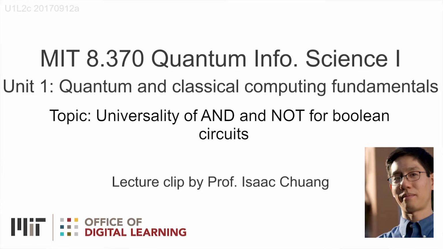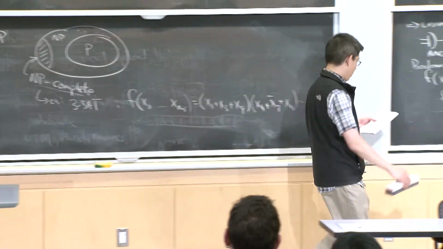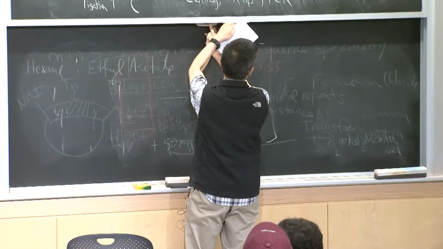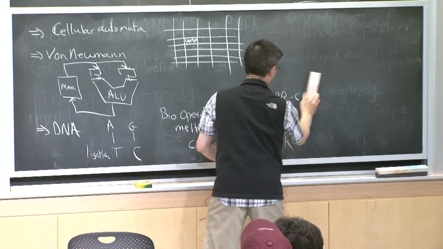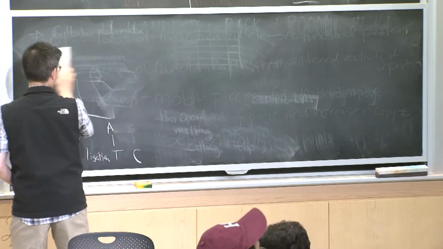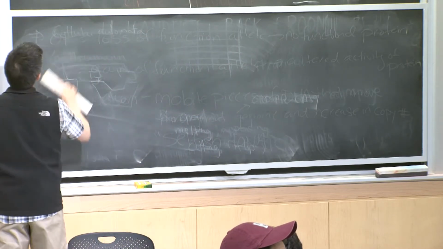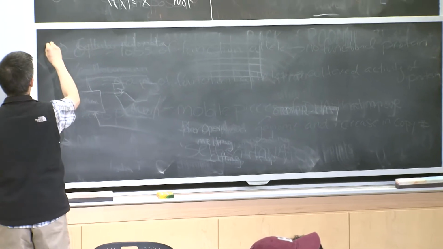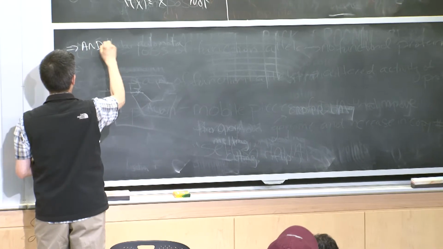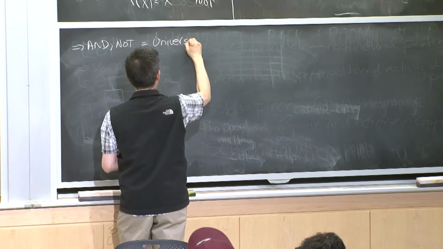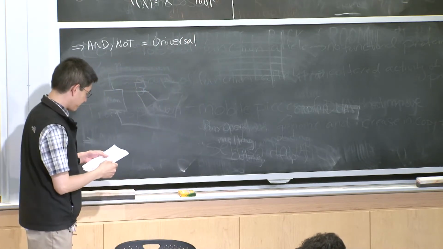U1L2c set is an interesting example because it's all about a Boolean formula. And now I want to share with you this universality claim written out in this language of AND and NOT gates. So I want to prove this claim about universality. So AND and NOT are universal for Boolean circuits.